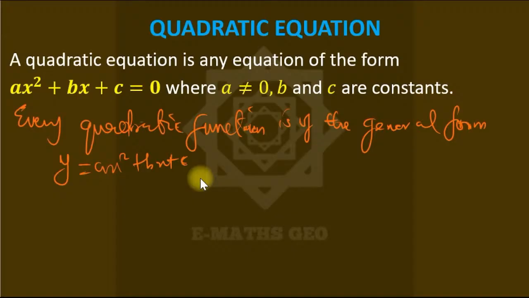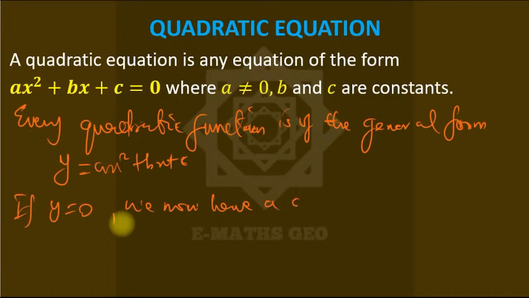Now, for us to have a quadratic equation, what do you observe? If y is 0, we now have a quadratic equation. If you equate y to 0, as you can see, a must not be 0, because if a is 0, the x squared term will go. So a could be any other constant, but not 0. That's a quadratic equation.